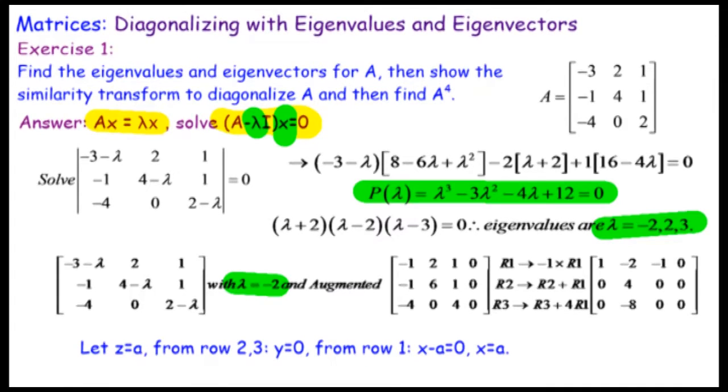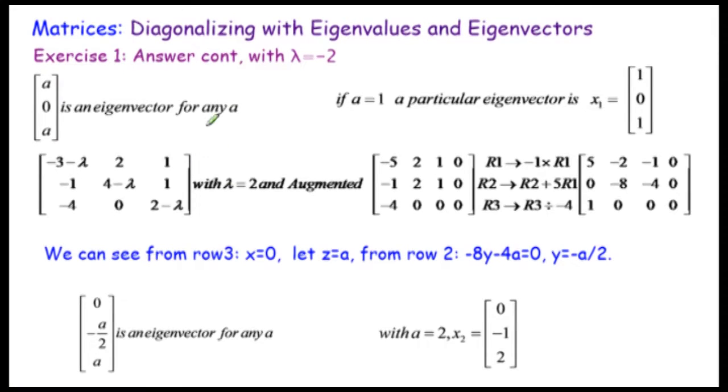So we should eventually get the general vector over here, and you can see the general vector is a, 0, a. Put in a as 1 to get a particular eigenvector for that particular eigenvalue of minus 2. So here we have our particular eigenvector.